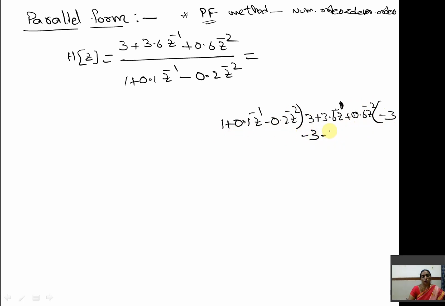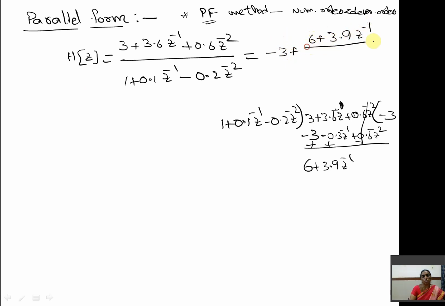Here 0.1 into 3 means 0.3. Now plus 0.6 z power minus 2. Now here 3.6 plus 0.3 is 3.9 z power minus 1. So these two get cancelled. Now this is equal to minus 3 plus 6 plus 3.9 z inverse by 1 plus 0.1 z inverse minus 0.2 z power minus 2.